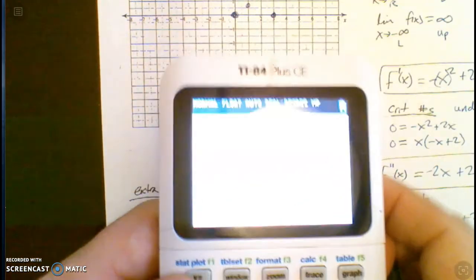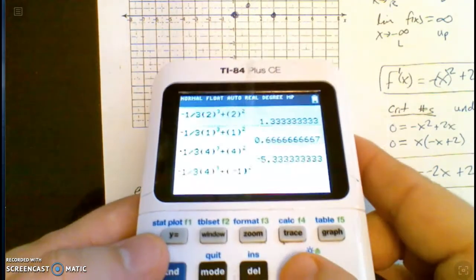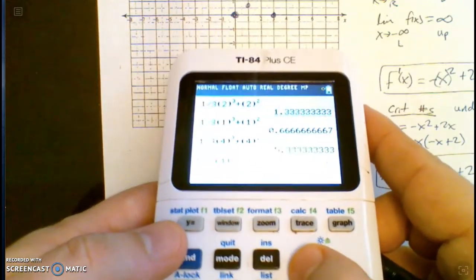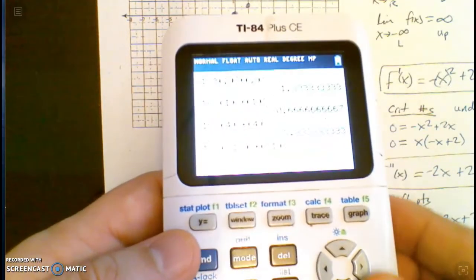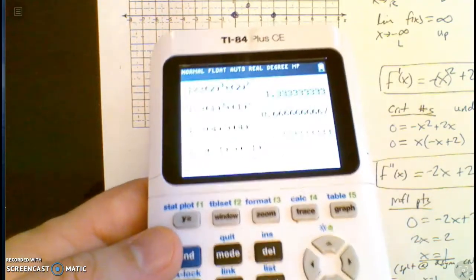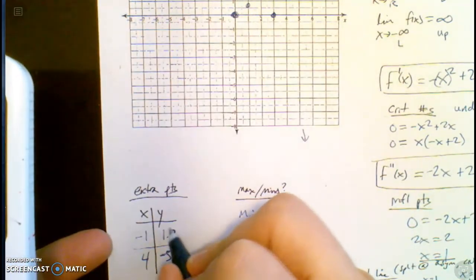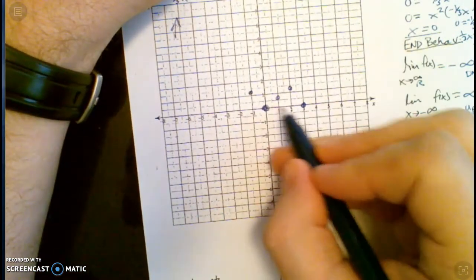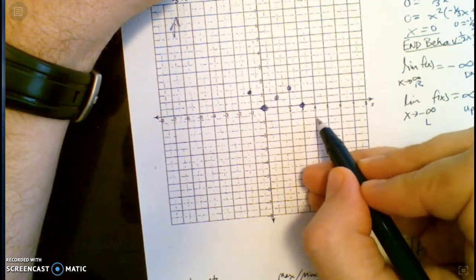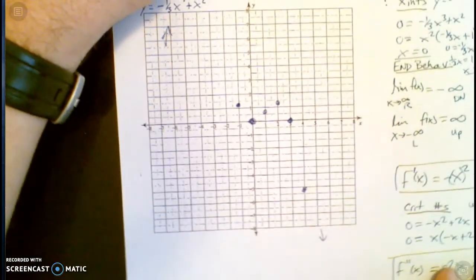-1, okay, and then do it again here, okay, and I can see it's going up to 1.3 repeating. Alright, so I can put those 2 dots on here. -1, 1.3, and 4, -5.3 repeating. So you can kind of get a better idea of that graph.